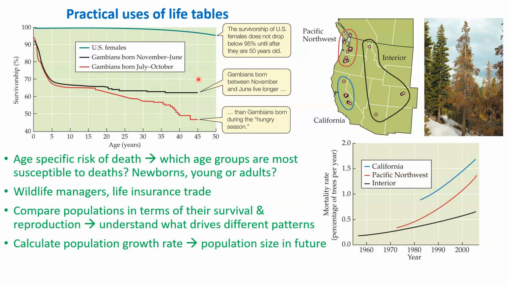So what that tells you is that by constructing survivorship curves, you can calculate population growth rates and project what will happen in the future, right? So you can understand population trends. Now that's not only important in human populations, like in the Gambian population, but it is also important in conservation of species. It's important in timberland management, right?